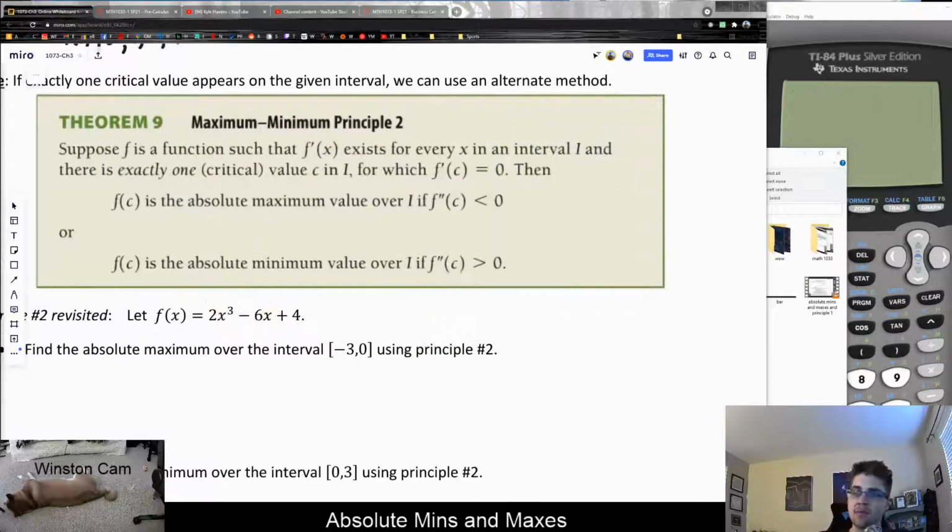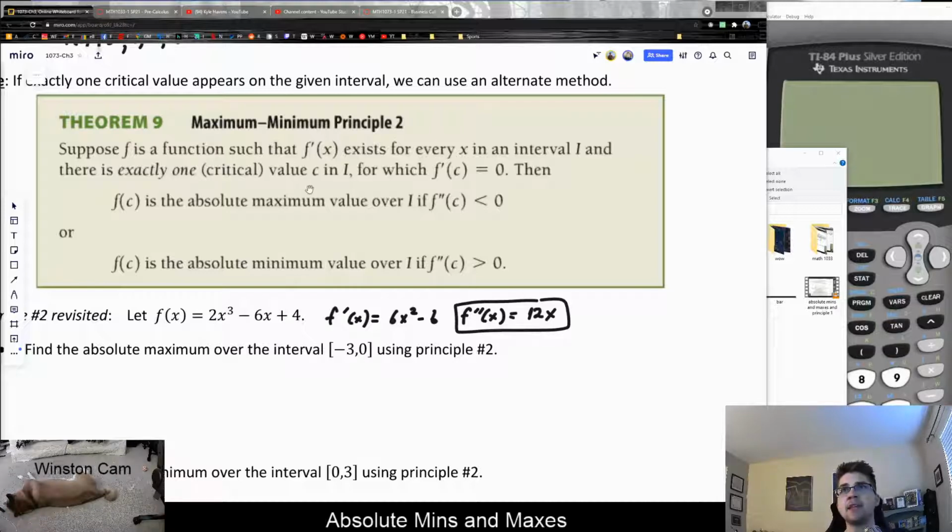So the first derivative of f we already did above, but that was 6x squared minus 6, which would mean the second derivative would have to be the derivative of 6x squared, which would be 12x by power rule, and the derivative of a constant is always 0. And so there we have it.